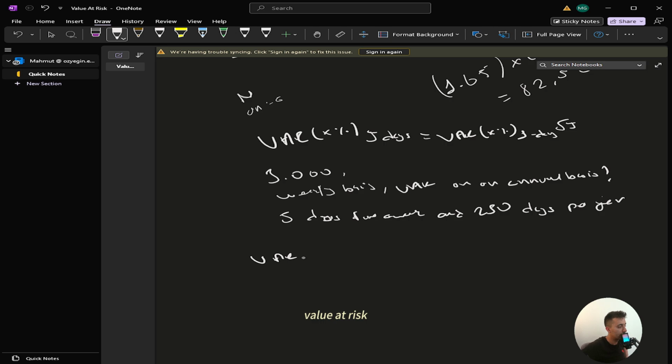Value at risk for 5 days, weekly, equals 3000 times root 5, where 5 is our j here. That equals 6,708.